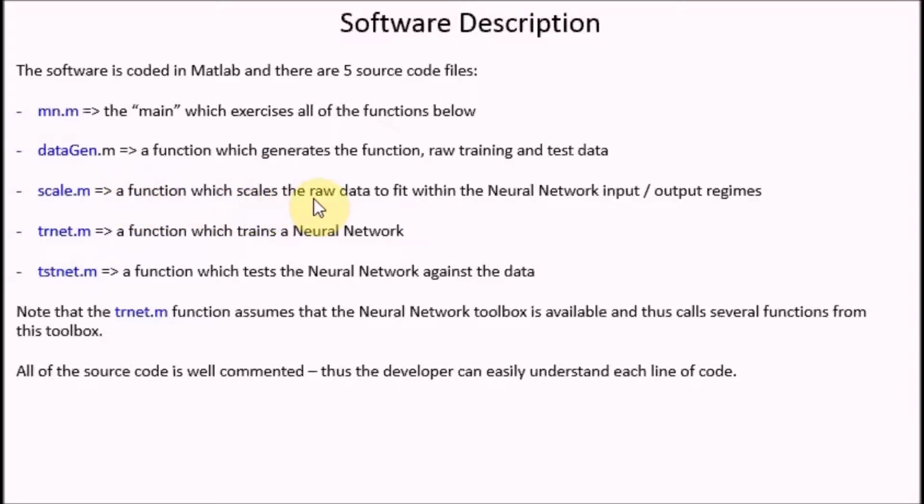Scale is a function which scales the raw data to fit within the neural network input-output regimes. TRNet is a function which trains the neural network, and TSTNet is a function which tests the neural network against the data. Note that the TRNet function assumes that the neural network toolbox is available, and thus it calls several functions from that toolbox. All the source code is well commented, thus the developer can easily understand each line of code. At least I hope they can.